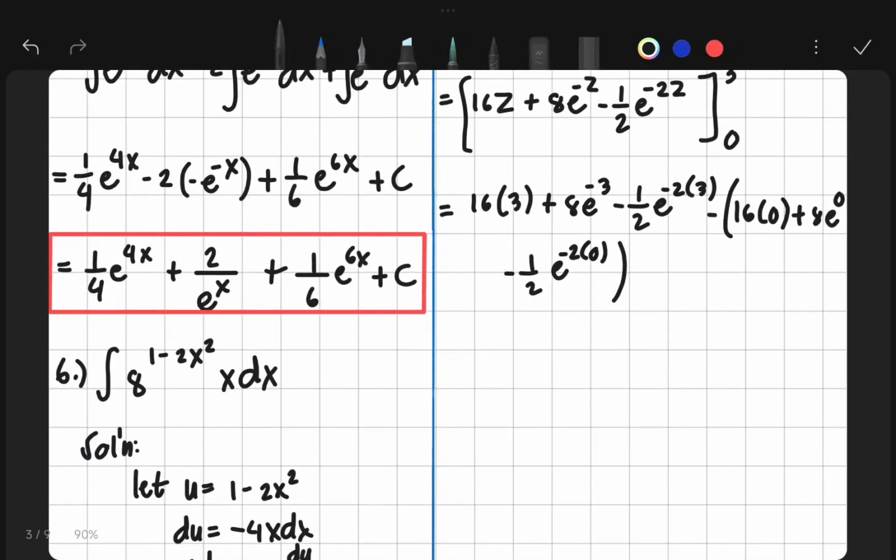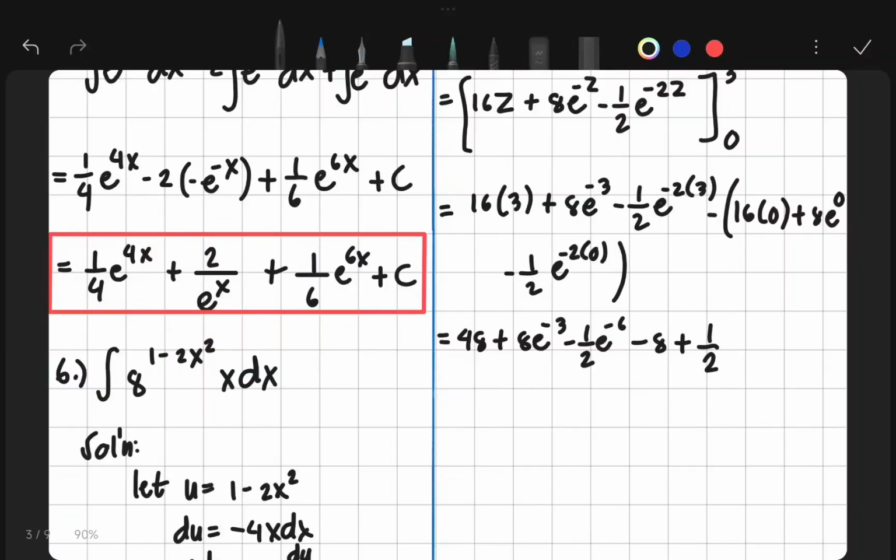So 16 times 3 is equal to 48, plus 8 e raised to negative 3. Here, negative 2 times 3 is equal to negative 6. And 16 times 0 is 0. And 8 times e raised to 0, any number raised to 0 is equal to 1, so this will become negative 8. And e raised to negative 2 times 0 is e raised to 0, which is 1, so positive 1/2.